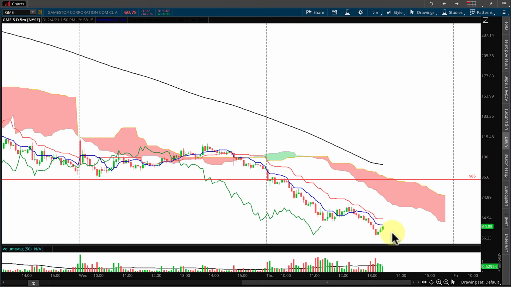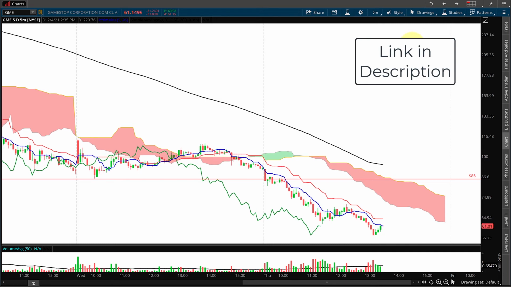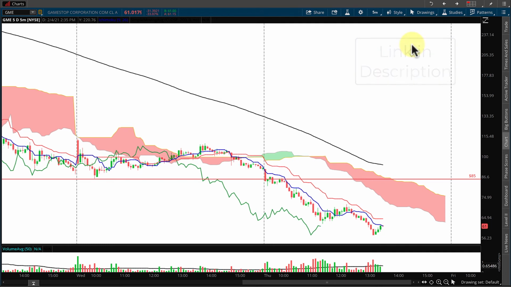So how can we tell when GameStop is turning around based on Ichimoku? Well, here we are on a 5-minute chart. Now, if you want to put Ichimoku onto charts yourself, I do have instructions on how to use Ichimoku for free on quite a few different websites. And you'll be able to do that for yourself.